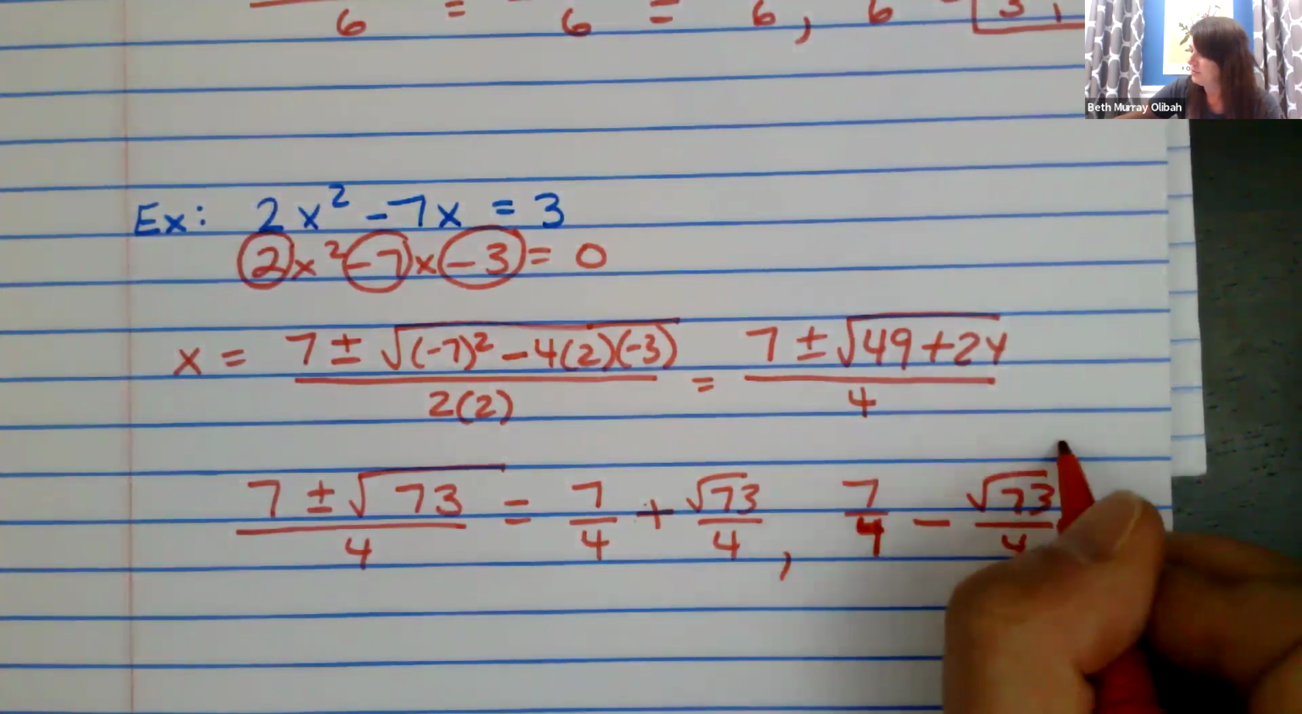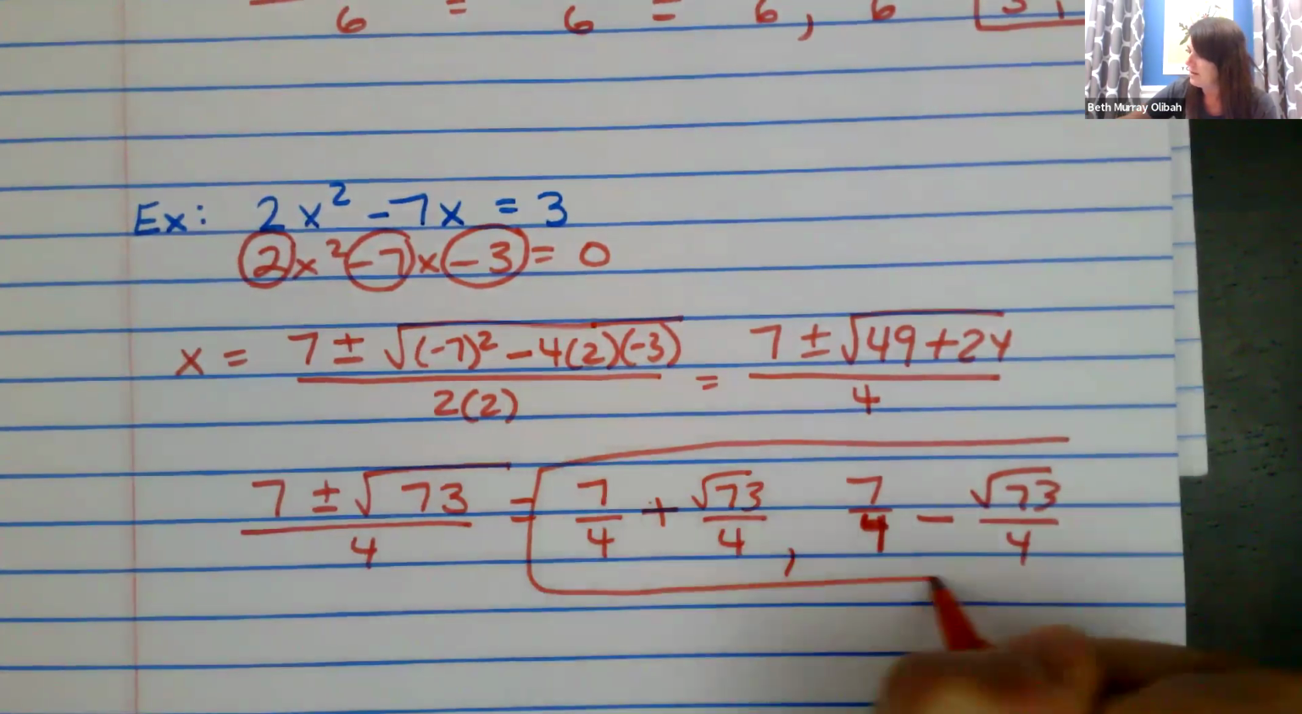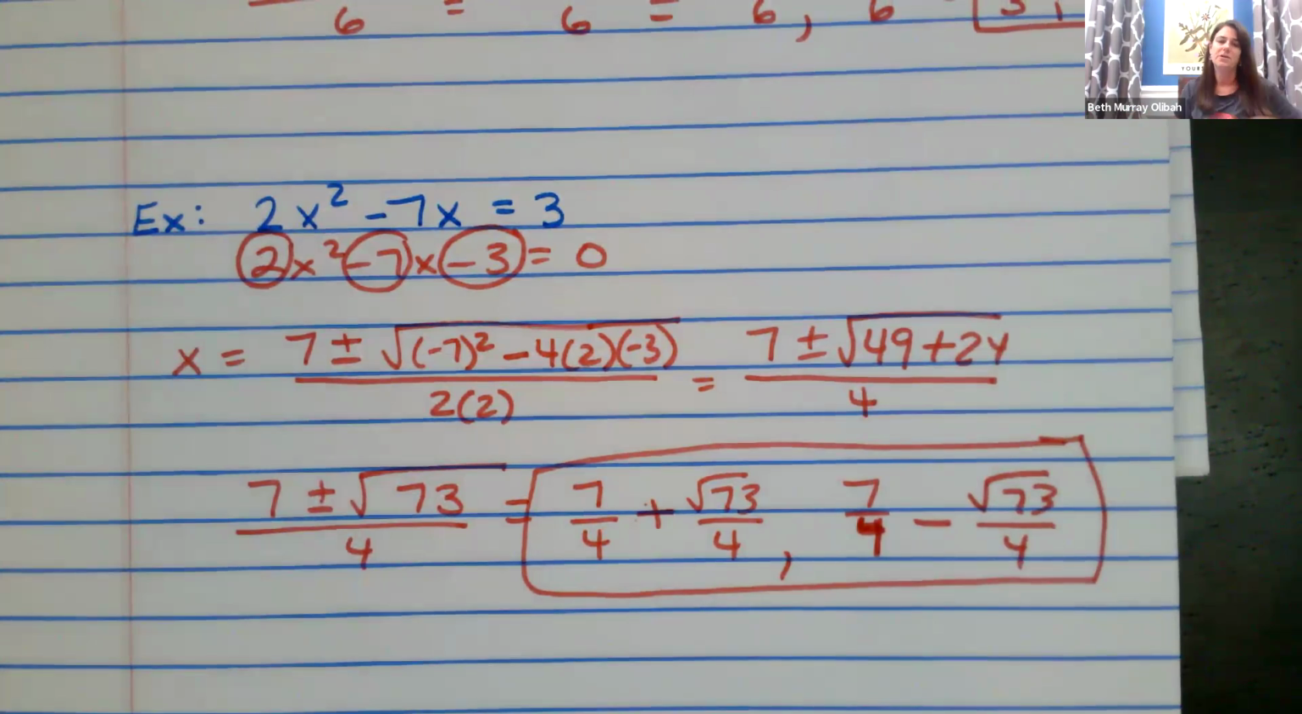So that's all we can do. If we went any further, we would need a calculator and we would get decimals. So if the teacher wants decimals, then keep going, but most would want the exact answer, and that would be this.